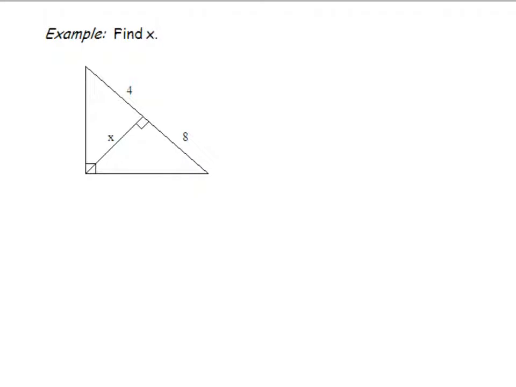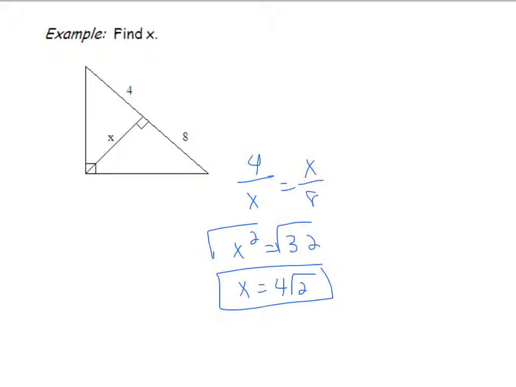I would like for you guys to try this one, please. We do have the altitude here, so I would like for you to do the part over altitude, altitude over part, please. Okay, so part over altitude, altitude over part, so I get 4 over x, then x over 8. So I get x squared is 32. The largest perfect square that goes into 32 is 16. That's how I got my 4 square roots of 2.